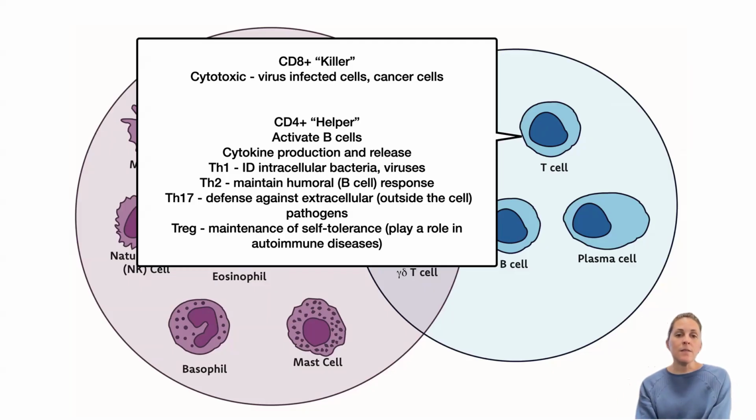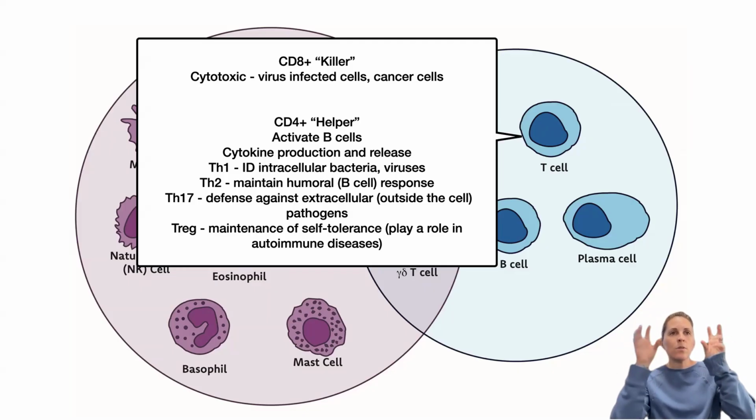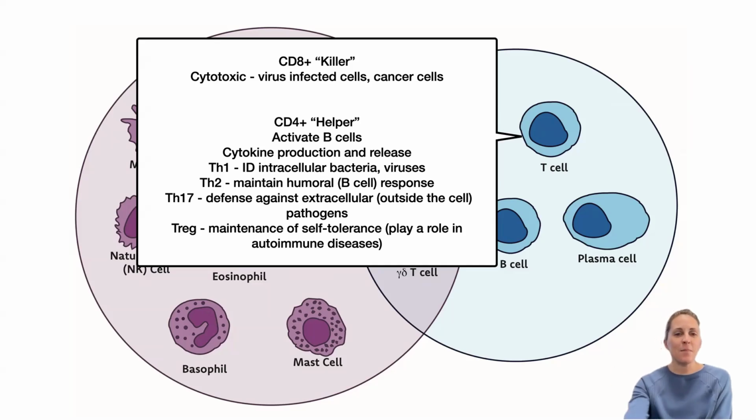And then there are the CD4 positive helper T cells, and these are the ones that activate other immune cells, including our B cells. And these are also involved in cytokine production and release. And something that I didn't talk about with our cytokines and our chemokines, those are little proteins that are secreted by our immune cells to bring in more immune cells. And that'll make sense in just another couple slides, or why that's important will make sense in another couple slides.